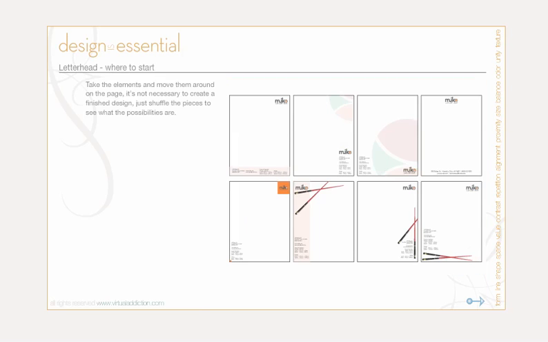When you're starting to design a letterhead, a good idea is to take all the elements and move them around on the page. It's not really necessary to create finished designs, just shuffle the pieces around to see what the possibilities are. Once you have some potential solutions, print the pages out to see how well the design works on paper. Designing on a computer screen can be deceiving. Type that looks right on screen is often too big when printed. Printing your design early keeps you from wasting time refining a design that still needs work.